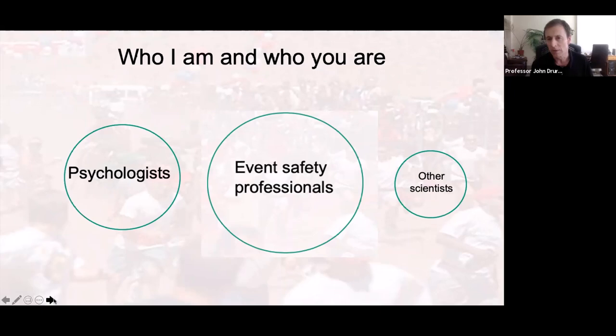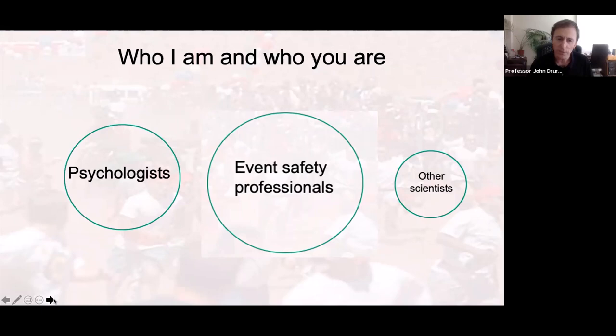I'm an academic, I'm a psychologist, and I talked about you in the same way. I said you were, or most of the people attending this event, this webinar, are industry people, they're event safety professionals, crowd safety managers, different ways of talking, but you're members of a group. And I said there are other people here, members of other groups perhaps, other scientists perhaps. So we're not only individuals, I'm not only John, I'm a member of a category. And the first point I want to make about groups is that our group memberships are important to us. I care about my group membership as you care about being an event safety professional. So the first point is our groups are important to us.